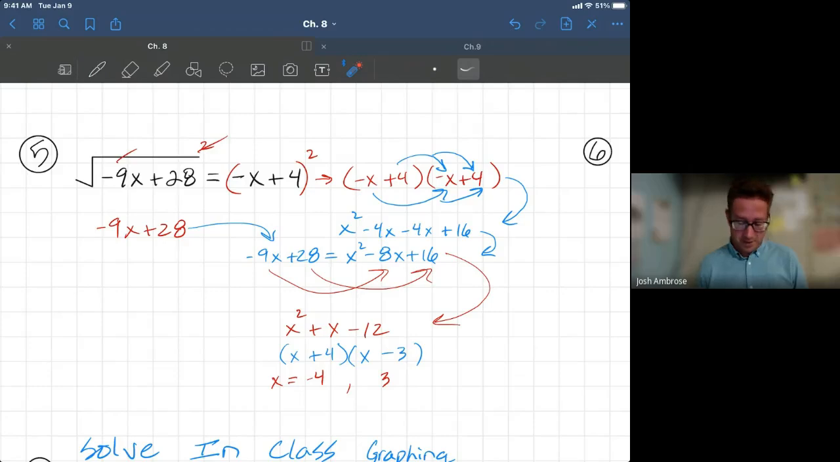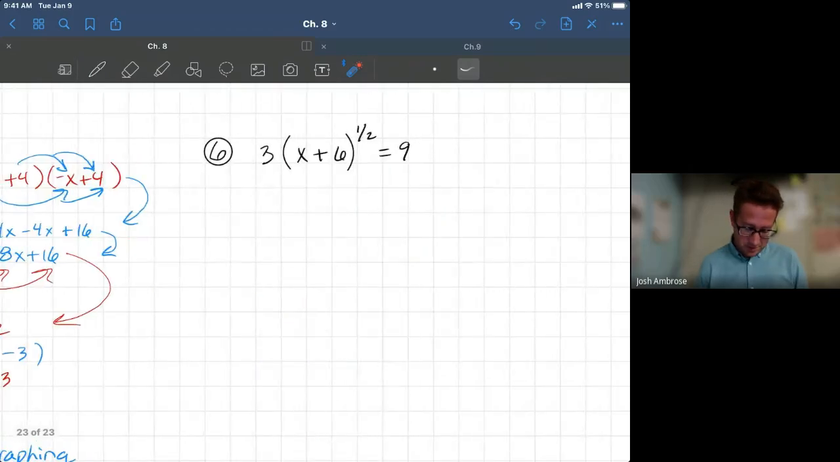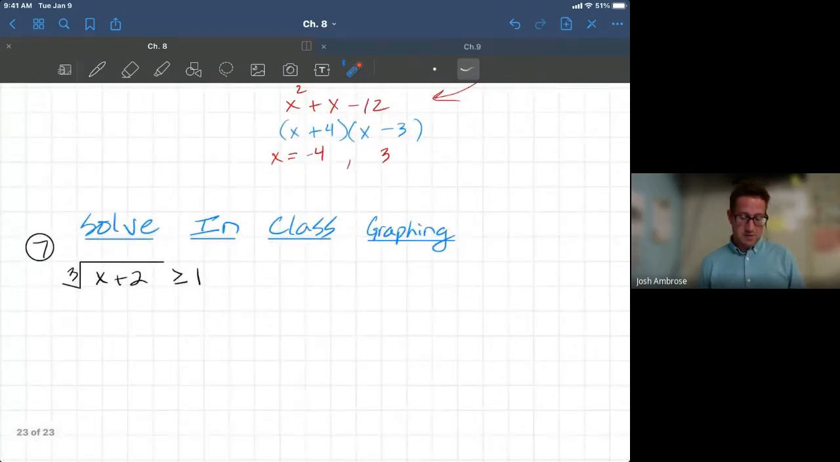Do that. All right, let's move on to number 6. By the way, example problem number 7 right there, take a look at it. That's the one that we will be solving in class. Write that down. That's example problem number 7. We'll solve it in class. All right, don't forget.